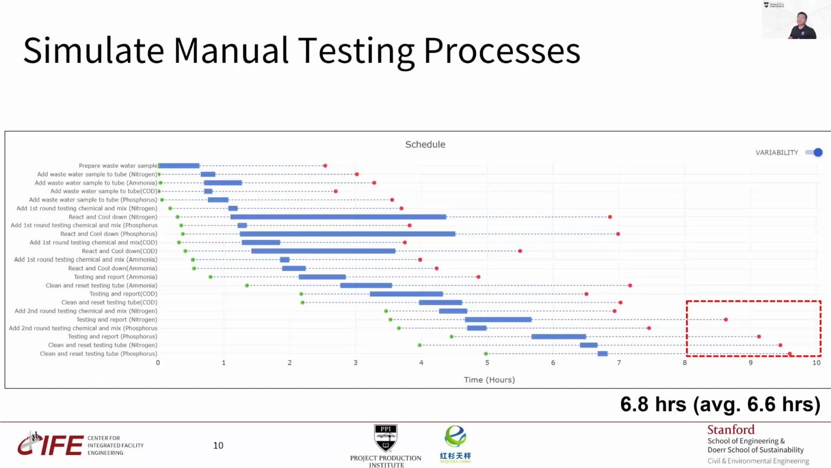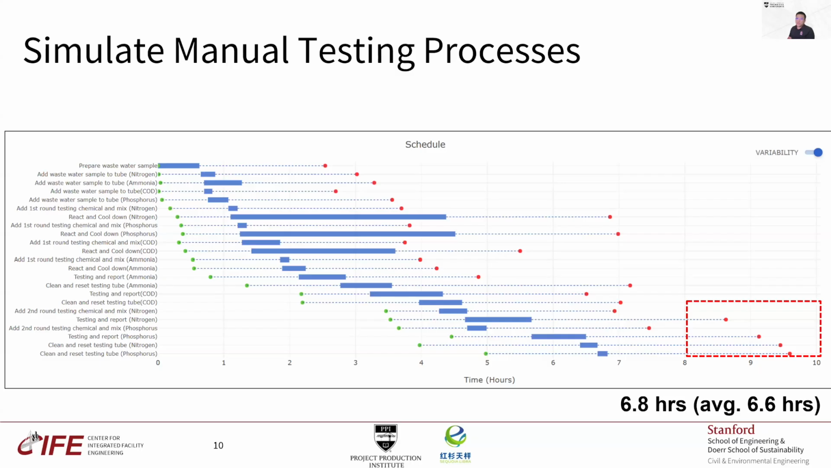We also then simulated this manual process using the discrete event simulation function. For the scenario, we are showing one of the scenarios. We actually ran 50 scenarios. This scenario incurs a 6.8 hours duration for the overall 4 tests in a day. The average of the 50 runs was 6.6 hours.